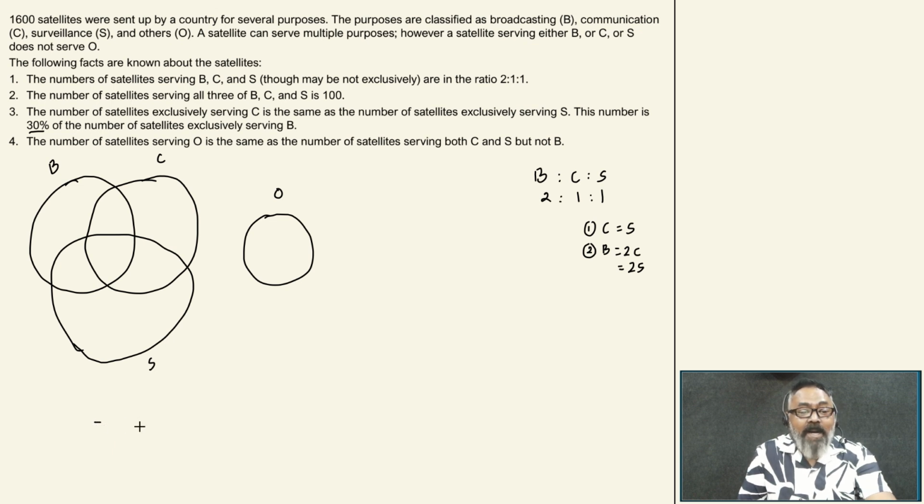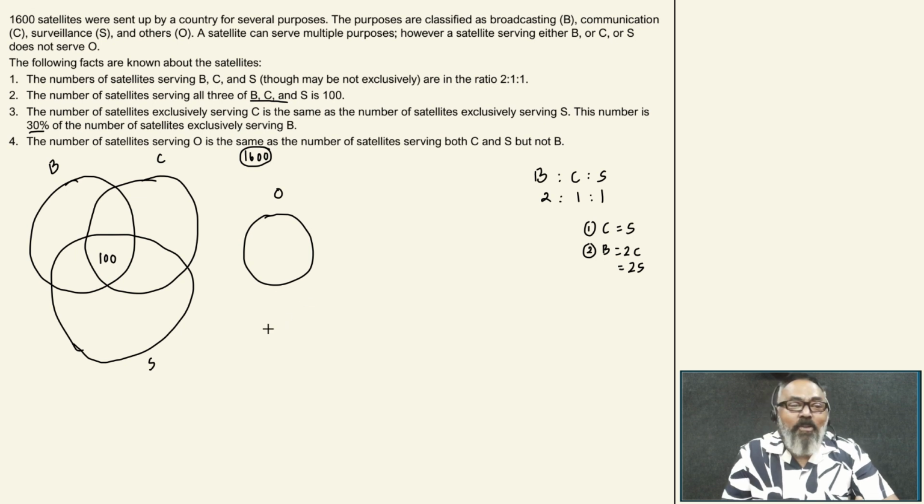I think where will we write this? The total is 1,600. Let's write it here. The total has to be 1,600. So total of this plus this plus this plus this plus this plus this plus 1,600. Okay. The number of satellites serving all three B, C and X is equal to 100. So we've got 100 here.